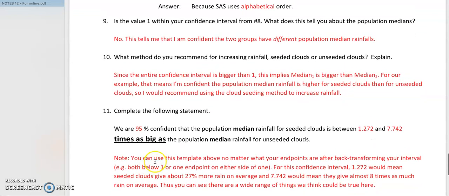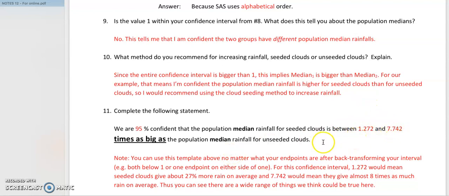And I want to point out that we can actually use this template no matter what the endpoints are. So even if both endpoints are below 1, I can still put group 1 here, group 2 here, and just plug in my two numbers.